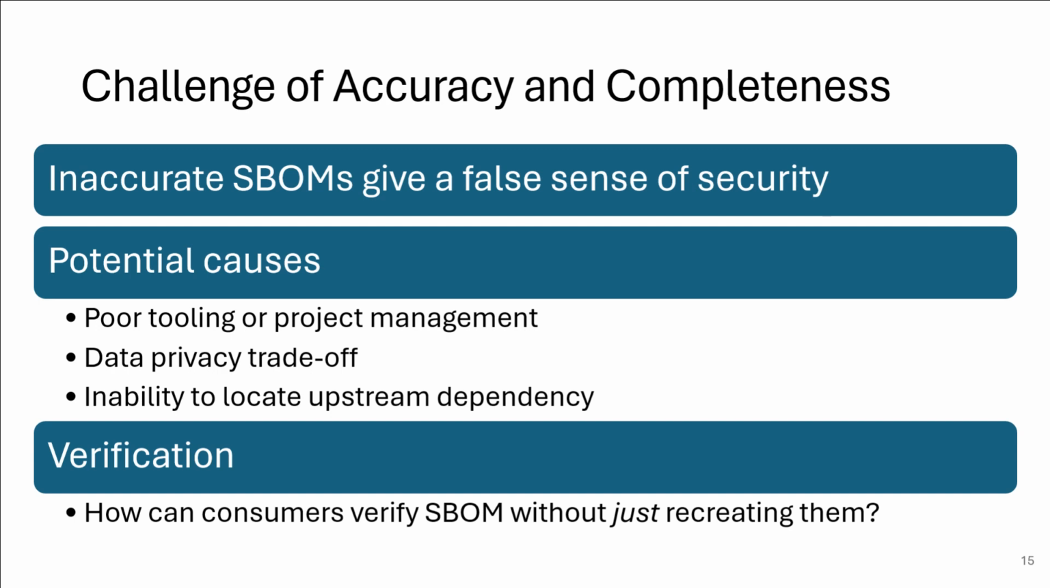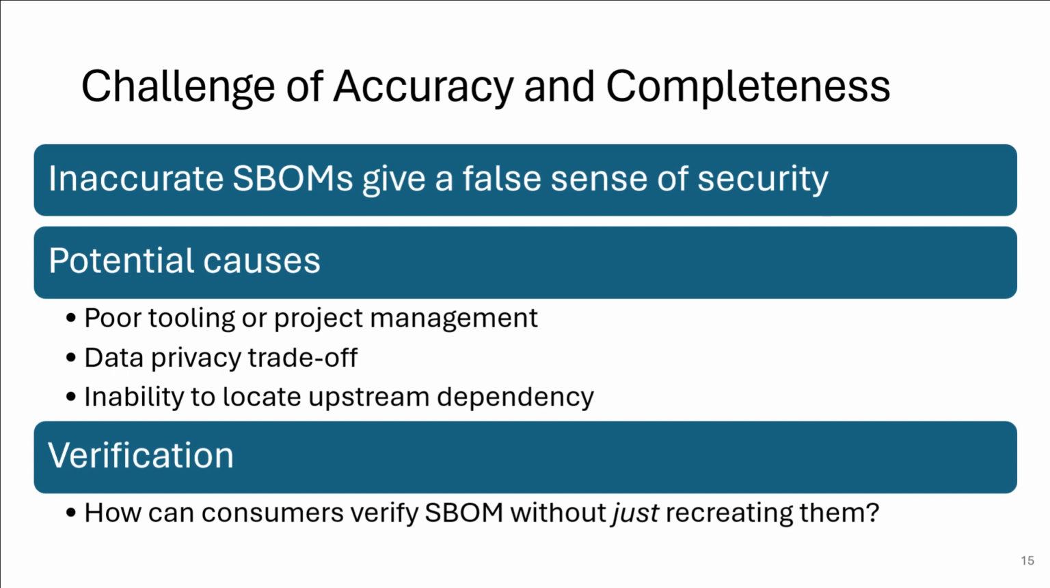Another reason could be some kind of data privacy trade-off. So let's say you're working on a machine learning application, or you're in the cyber-physical space. Well, then you might have information that you actually can't share downstream with your consumers. So the SBOM is not going to be as complete as it otherwise could be. So there's a tension between these two as well.